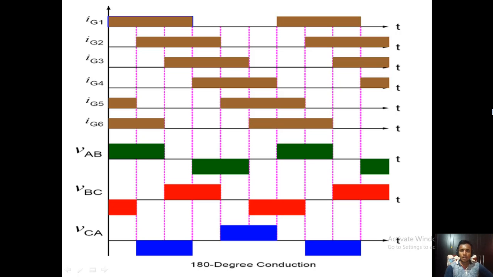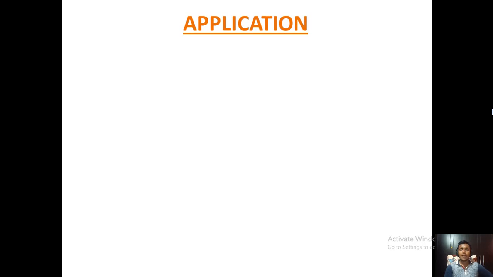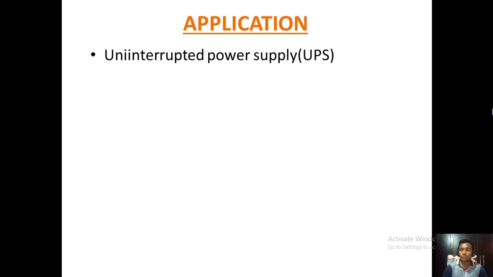Now applications. What are the applications of these inverters? So it has an application like an uninterruptible power supply, UPS, that is a power backup. Okay, in the UPS you can store some energy and it can be utilized as AC supply. So basically in UPS there is a battery charger. So to convert a DC supply into AC supply, the inverter circuit is used in a UPS, that is the uninterruptible power supply.